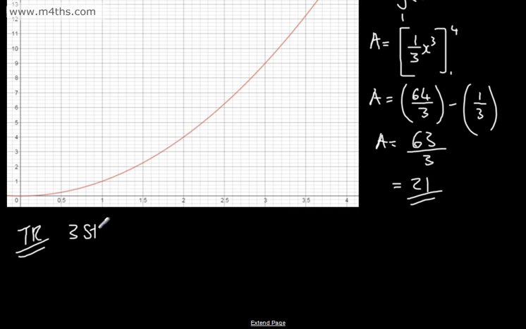3 strips gives rise to 4 ordinates. So if we have n strips, we have n plus 1 ordinates. The ordinates are simply the values of x that I'm going to put in here. I've chosen 3 strips. If I'd chosen 2 strips, the estimate for the area would be further away from the actual value, so it'd be less accurate. If I chose 5 strips, it would become more accurate. So let's think about this. What I need to do is split this into 3 equal trapeziums.